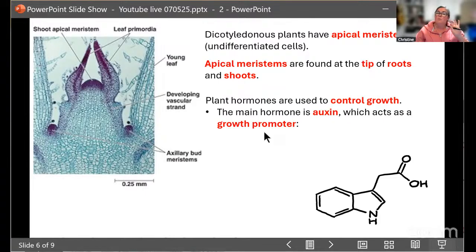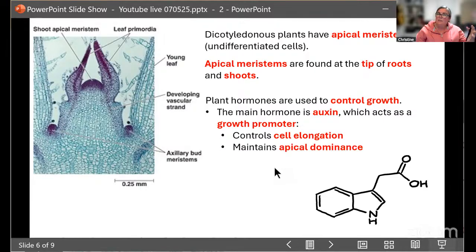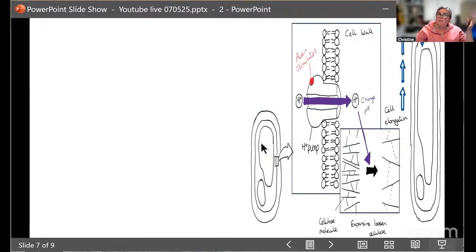So the important thing we're going to talk about for apical dominance is auxin concentration. You should know that auxin acts as a growth promoter. You should know that it controls cell elongation, maintains the apical dominance, and is also involved in tropisms. So if we were looking at what auxin actually does, auxin is produced at the apical meristem cells. It is released. It will then diffuse down through the plant.